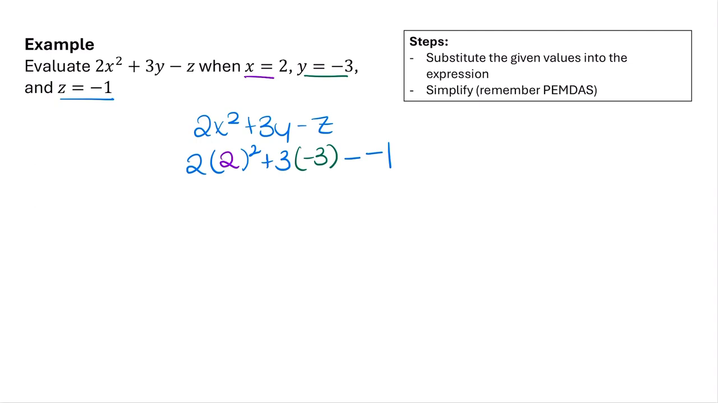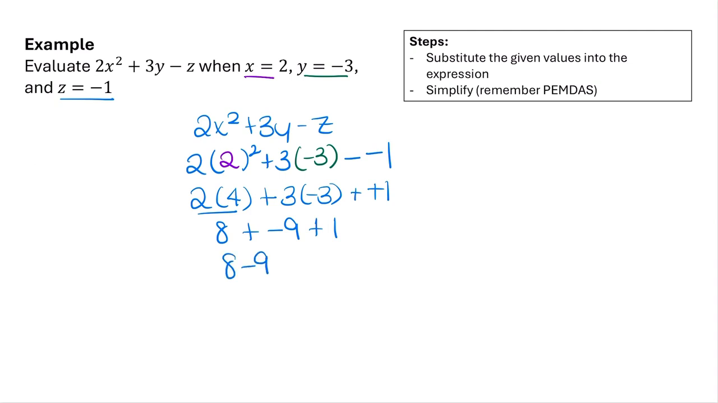Now let's use order of operations to simplify. I'm going to do my exponent first, so I square that 2 to get 4, and I have 2 times 4 plus 3 times -3 minus -1. Now I'm going to do my multiplication: 2 times 4 is 8, plus 3 times -3 is -9. Then I have my minus -1. Since that's a minus negative, I can combine that into a plus 1. And this 8 plus -9, I can turn into 8 minus 9. So I have 8 minus 9 plus 1. 8 minus 9 is -1, and -1 plus 1 simplifies to 0.